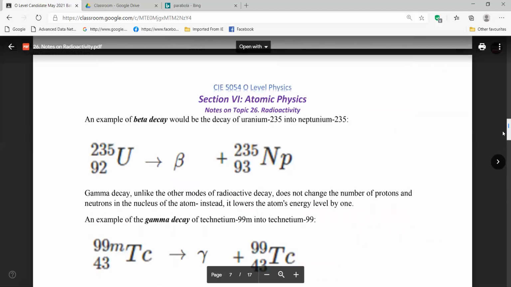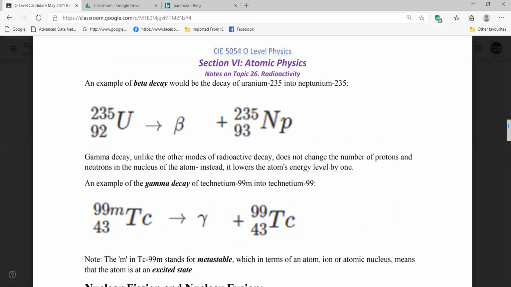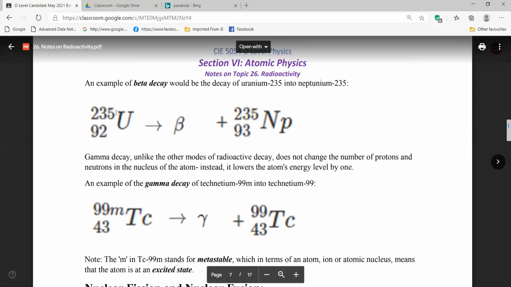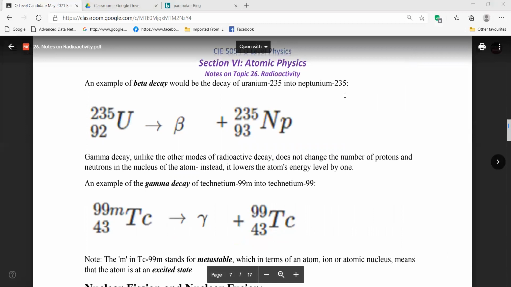Then we have another example where we have uranium 92 235. Then we are having beta decay. We are having neptunium 93. The mass number remains the same. The reaction I already showed on the previous page, right? That one is one neutron converting to one proton and one electron.